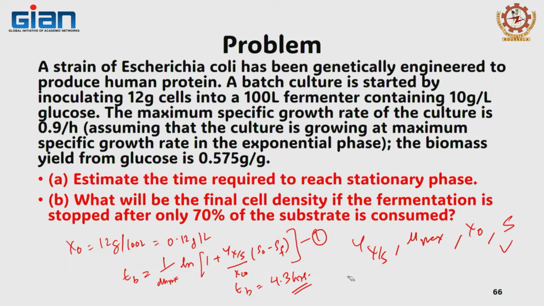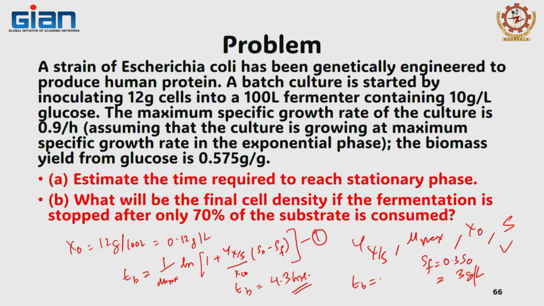so if only the 70% is consumed, your batch time will change. So, you have to estimate your batch time again, and when you do that, because your SF is now 0.3 of S naught, your S naught was 10 grams, so it becomes 3 grams per liter, right. So, SF becomes 3 grams per liter.